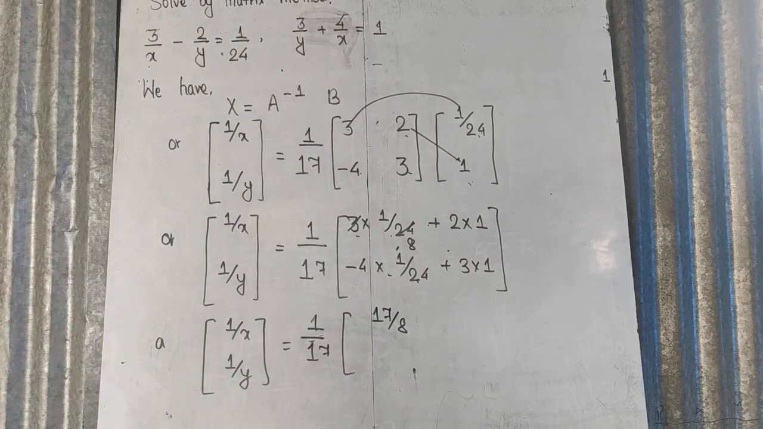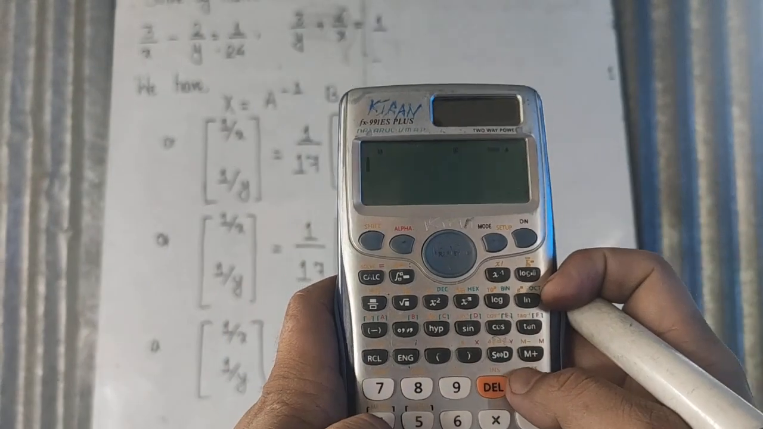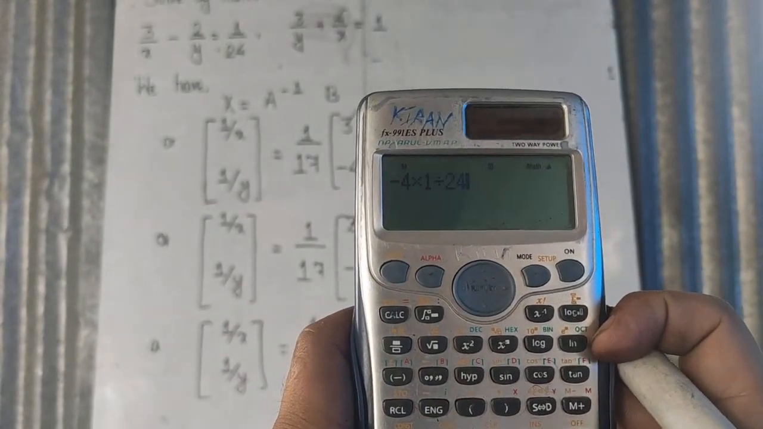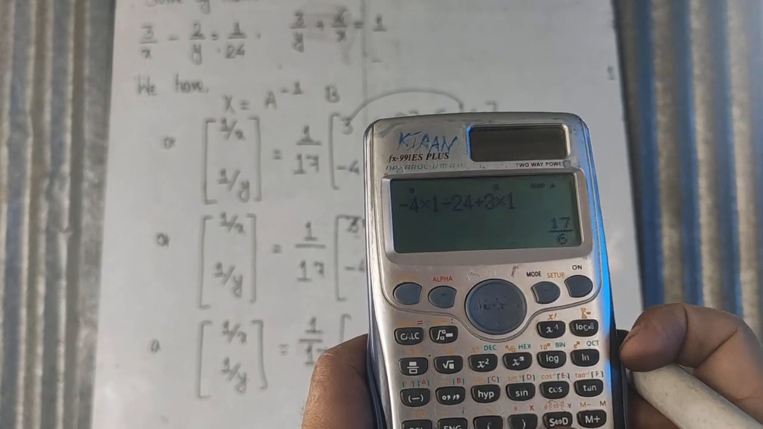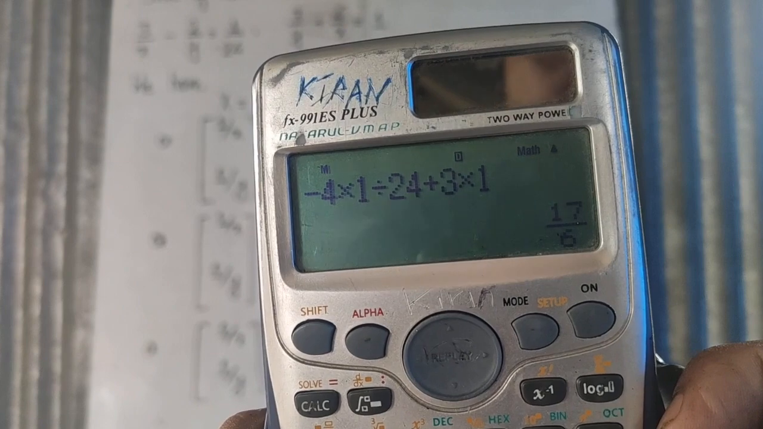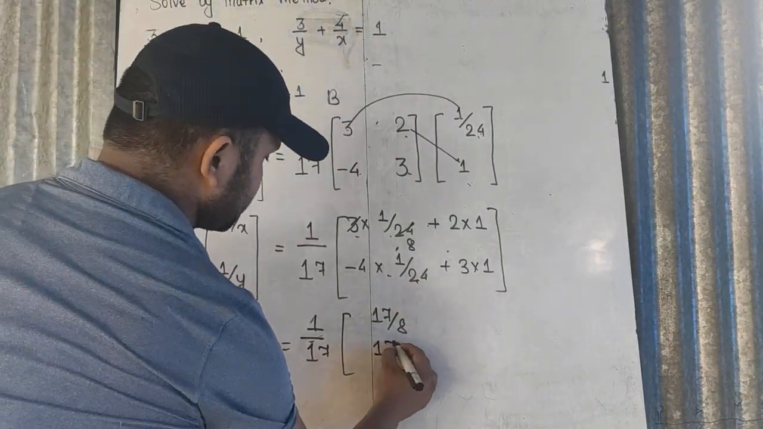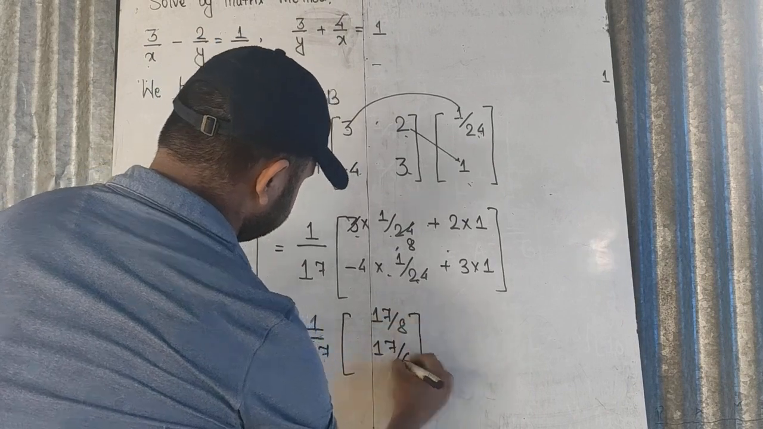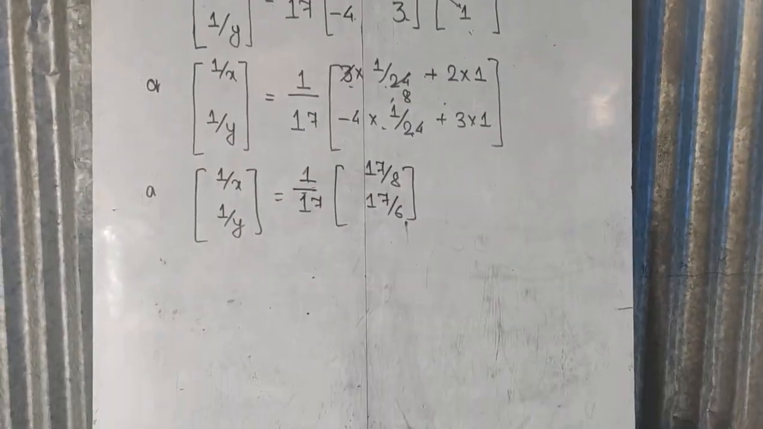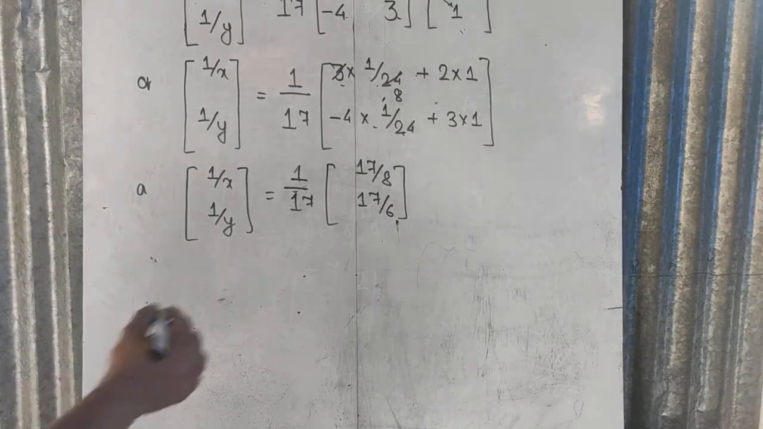If you don't know how to use this in a calculator, then please pay attention here. You have minus 4 into 1 by 24 plus 3 into 1. 3 into 1 is 3. You can directly write that one. This is how you have to press. You have 17 by 6 here. Now, furthermore, you have to multiply that by 1 by 17.